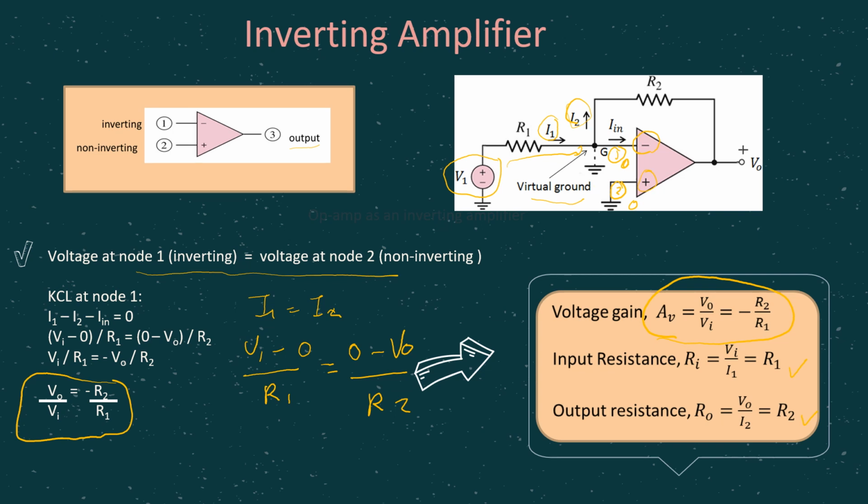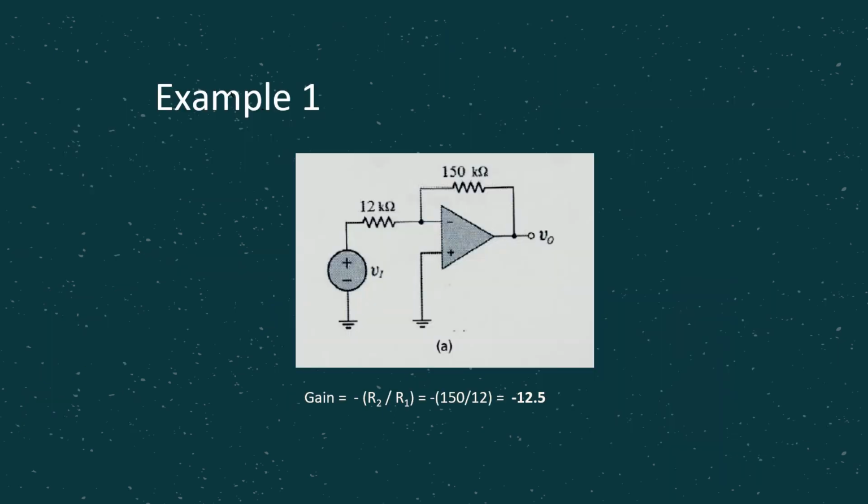Here is one quick example related to the inverting op-amp. The question is asking for the gain. If you understand the concept just now, in an inverting op-amp, gain is given by negative R2 over R1. So that's why you have negative 150 over 12, which gives us the gain of negative 12.5.